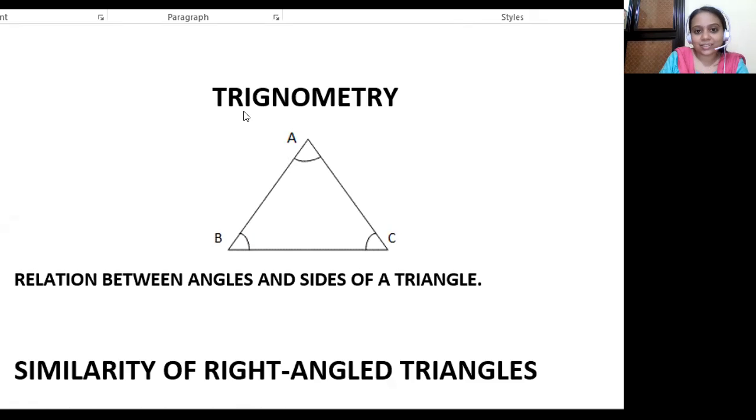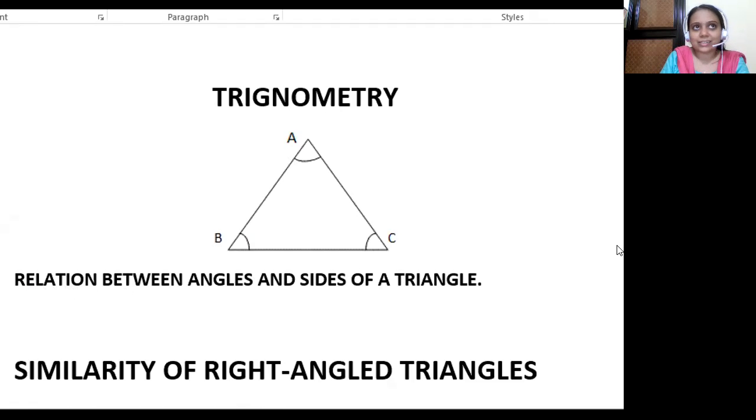So trig means triangle and metry means measurement. So trigonometry means measurement in triangles. And what exactly are these measurements in triangles? Yeah, it could be the sides or angles of a triangle. And trigonometry is that branch of mathematics that deals with the relationship between angles and sides of a triangle.